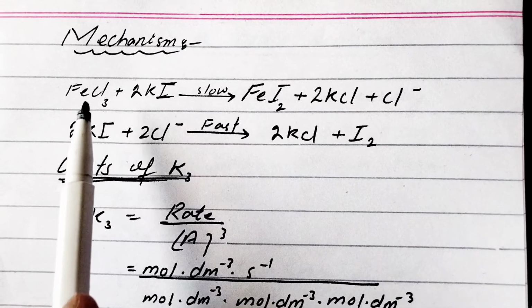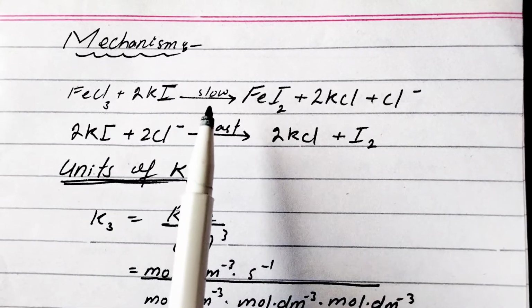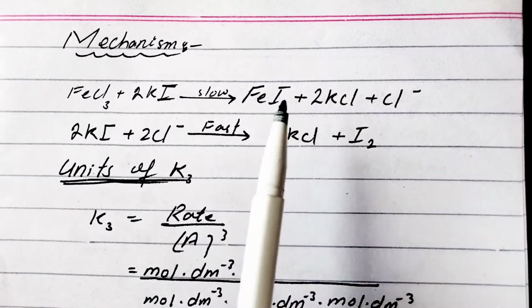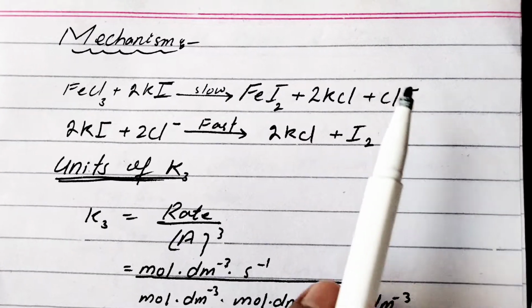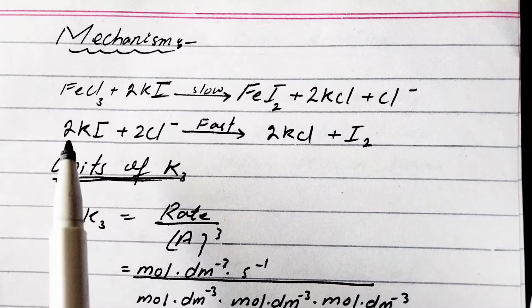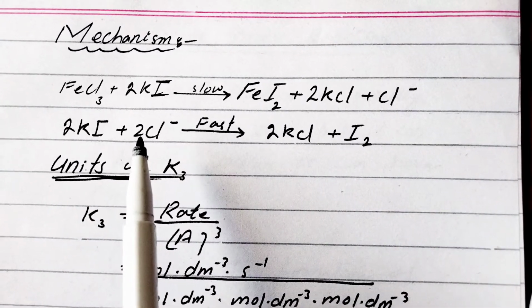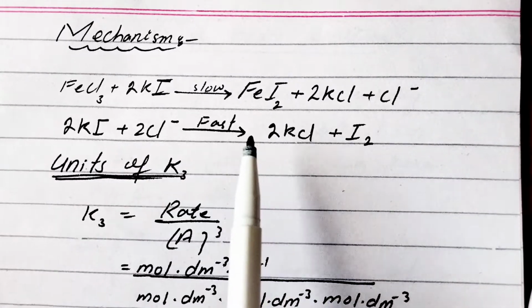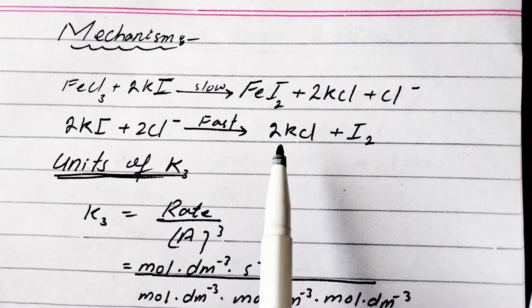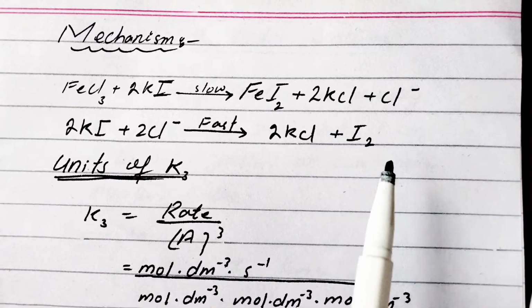For this reaction, FeCl3 plus 2KI, the first step is very slow, and FeI2 plus 2KCl and chloride ion will be formed. Again, 2KI plus 2 chloride ions react with potassium iodide, and it is the fast step. 2KCl plus I2 are formed.